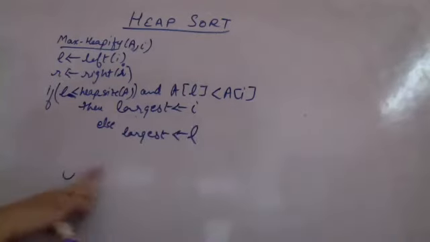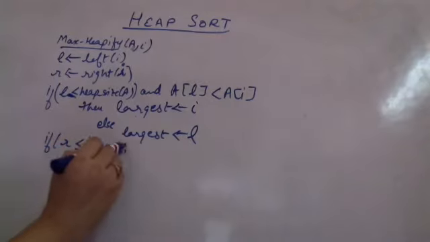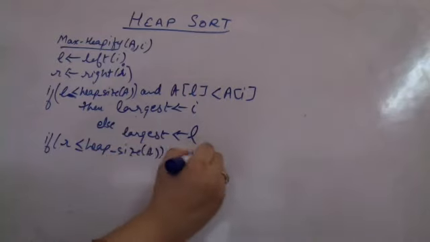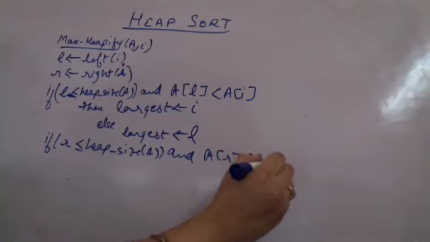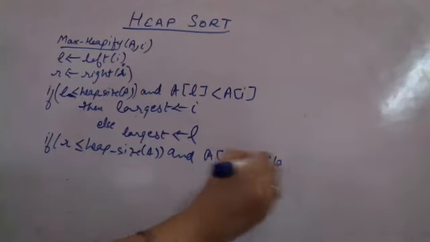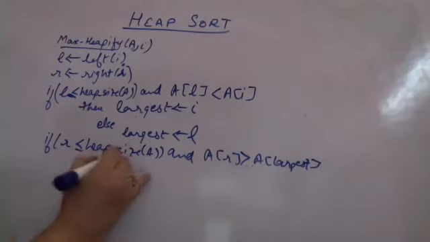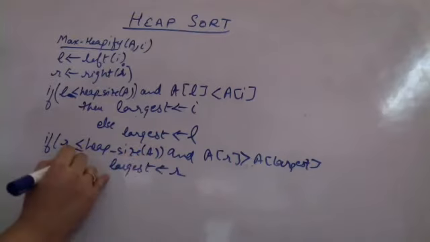अब right child के लिए same चीज check कर रहे हैं। If right child heap size में existing है and A of right is greater than A of largest, अगर right child largest से बड़ा है, that means मुझे largest को change करना है, then update largest to be right child.